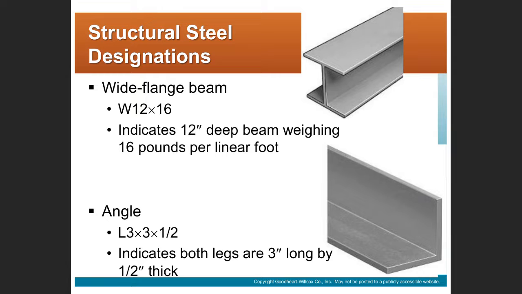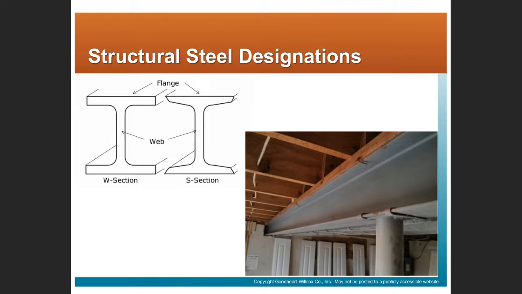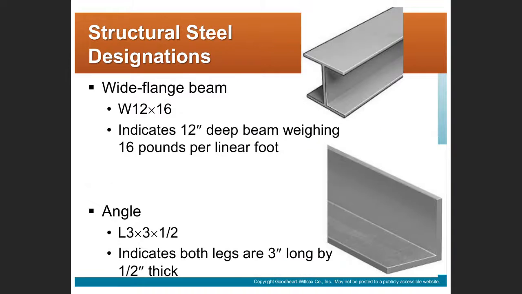You know, certain designations for how we describe those different structural steel shapes. That W shape I-beam would be described one way as W12 by 16. So W12 means a 12-inch beam that weighs 16 pounds per linear foot. So in the drawings or specifications, you might see W12 by 16 called out.